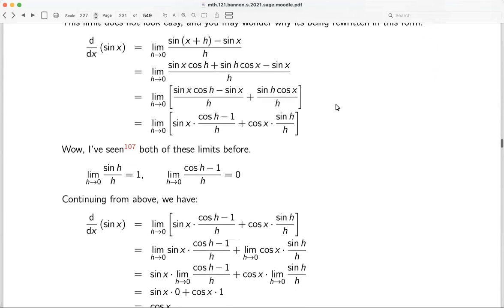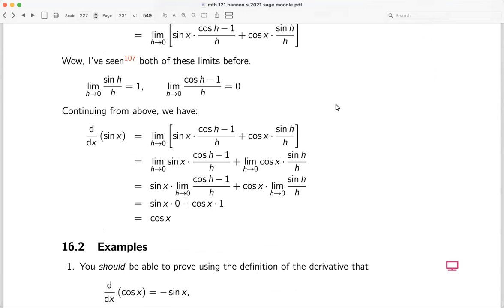Okay, we're in section 16 of the notes. We're going to do the examples now. I want to point out, as you do these examples, there are basically two limits you should be able to conjure up. That's the limit as h goes to 0 of sine h over h is equal to 1.